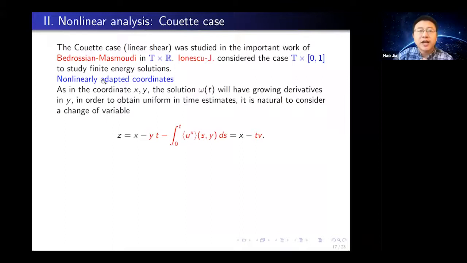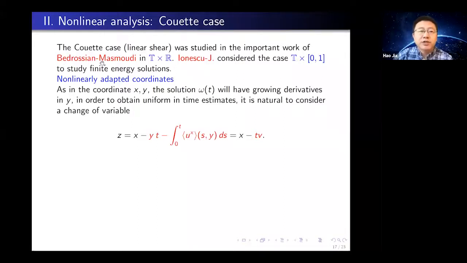For the nonlinear analysis, the initial breakthrough is for the Couette case, where the linear problem is kind of easy. The main difficulty is the nonlinearity, and the breakthrough is due to Bedrossian and Masmoudi in the whole space T times R. Alex and I considered the case of a finite channel to study finite energy solutions.